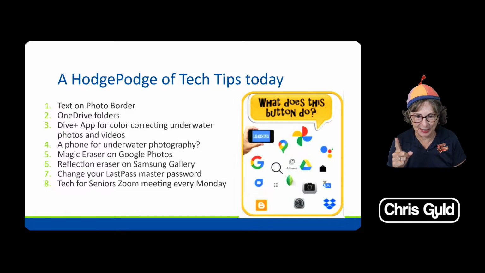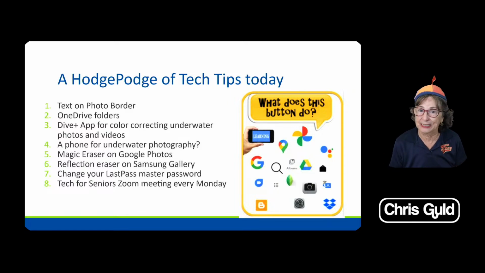Today's tips, we already did number 1, which was the text on the photo border. Next, I'm going to do a little tip on OneDrive folders. Then I'm going to show you this Dive.Plus app for color correcting underwater photos and videos. We're going to talk about how you can actually take underwater photography with your phone. Then we want to demonstrate Magic Eraser. It really is magic on Google Photos. Reflection Eraser on a Samsung Gallery. How to change your LastPass master password. And what is Tech for Seniors? A Zoom meeting every Monday.